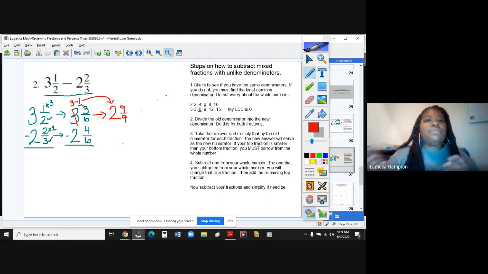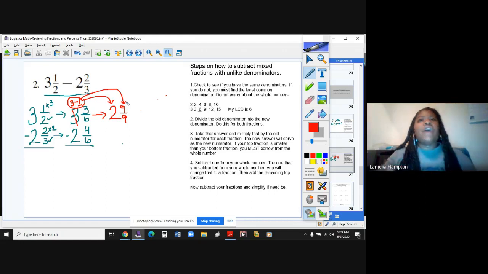The 1 that I subtracted, the 1 that I borrowed from the whole number, I changed to a fraction. Remember, a number over itself is 1. So 10 over 10 is equal to 1. 12 over 12 is equal to 1. Any number that's over itself equals 1.